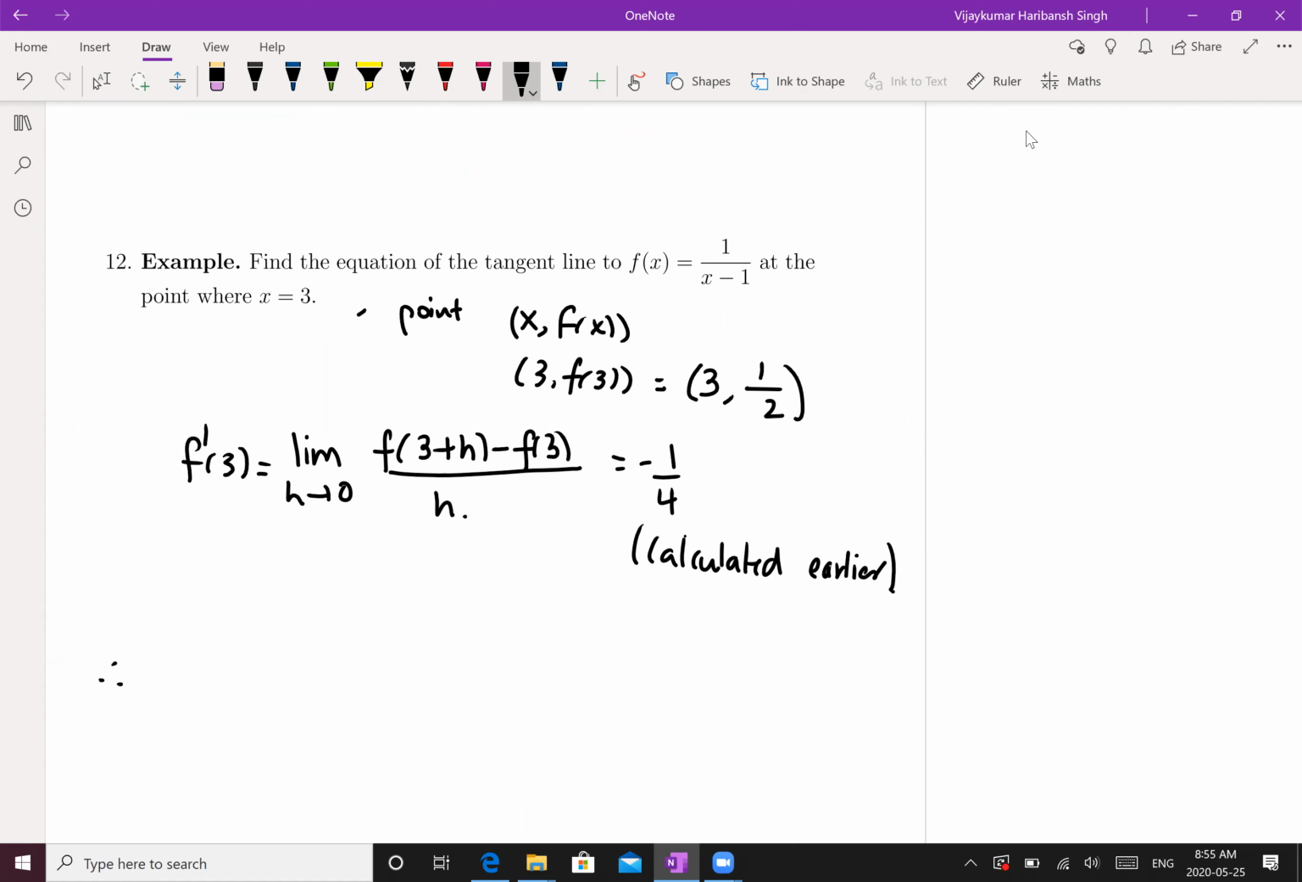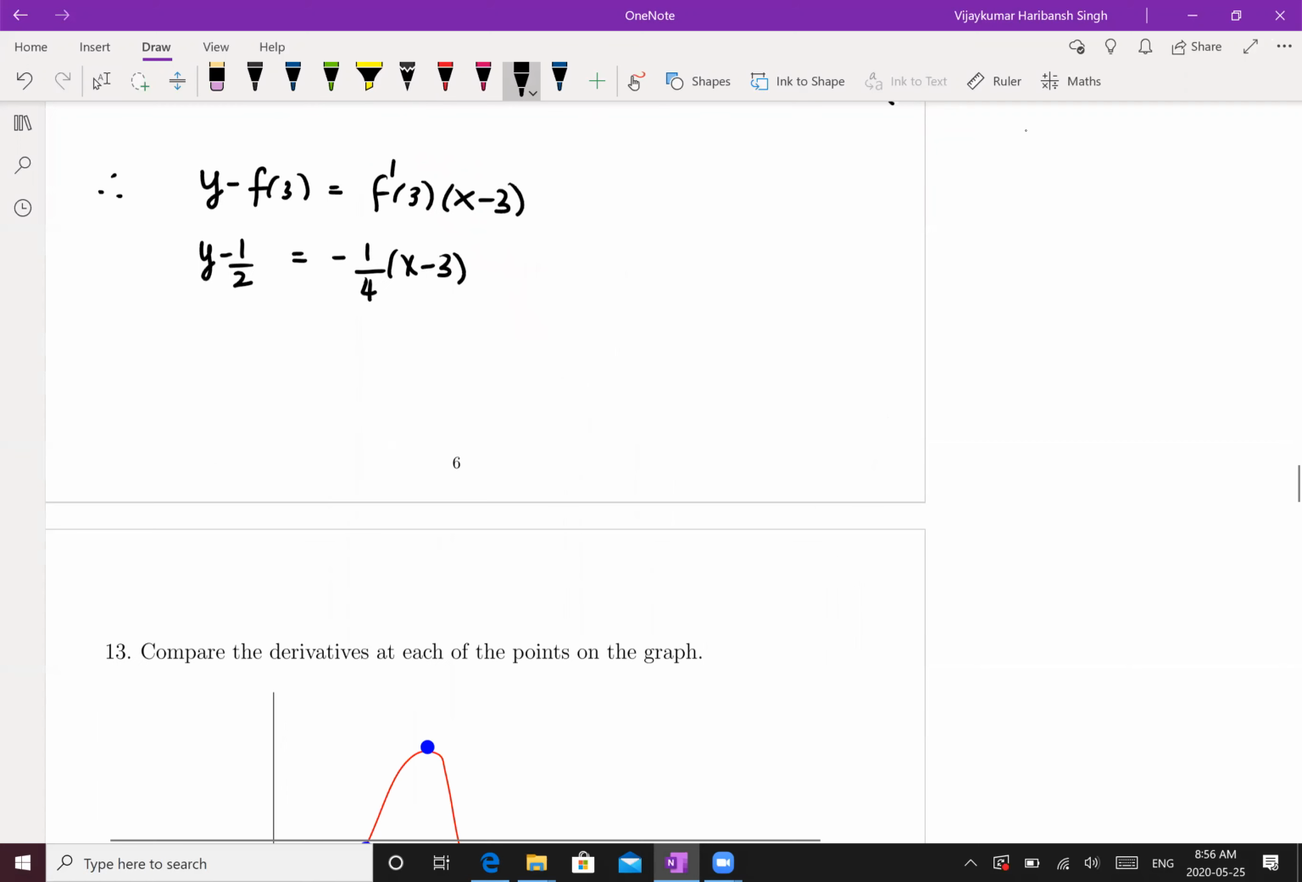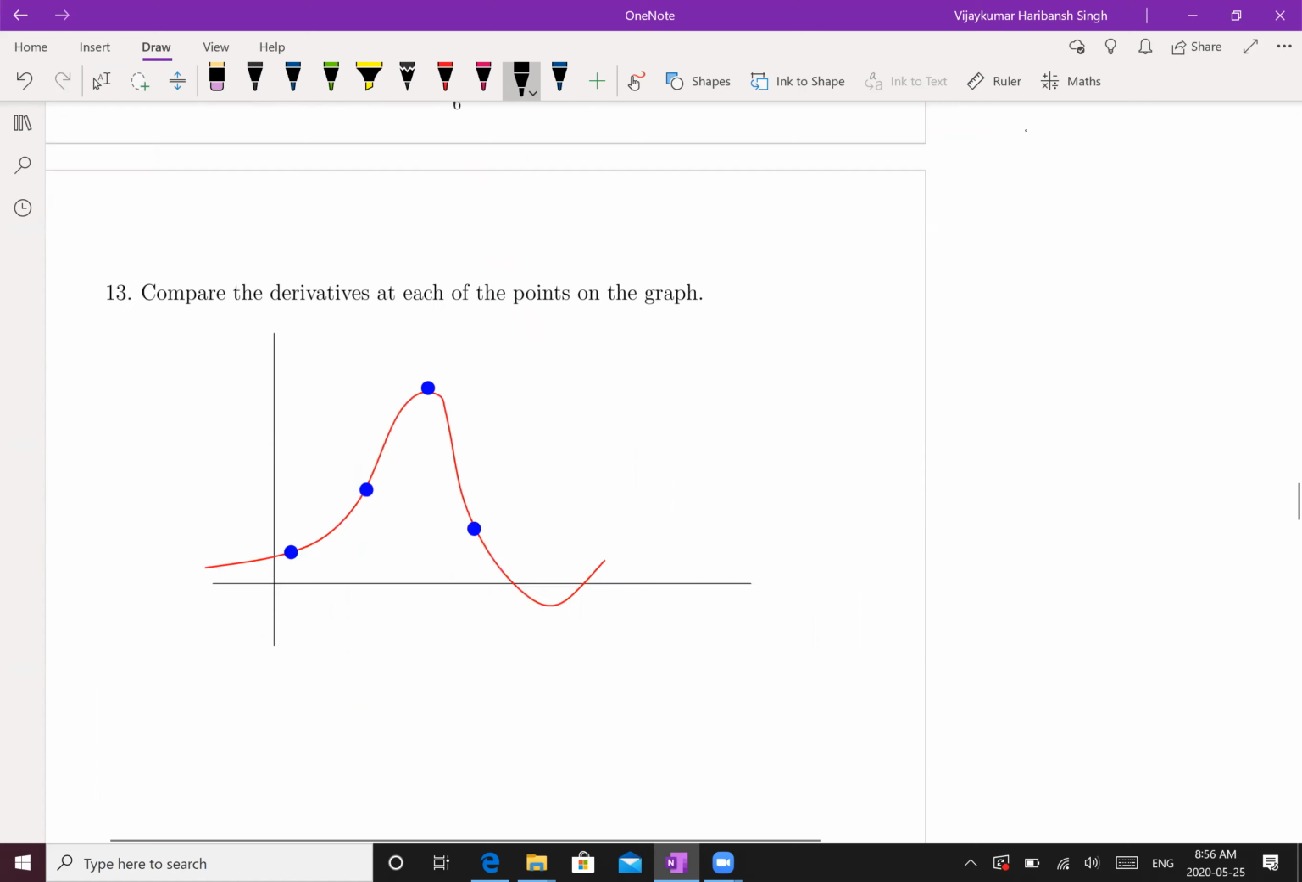Therefore, what do we get? The equation of the tangent line is y minus f of 3 equals f prime 3 times x minus 3. So y minus 1 by 2 equals minus 1 by 4, which is the value of your f prime 3, times x minus 3. So this is your equation of the tangent line. You can leave it at that. Okay, so now consider the following.